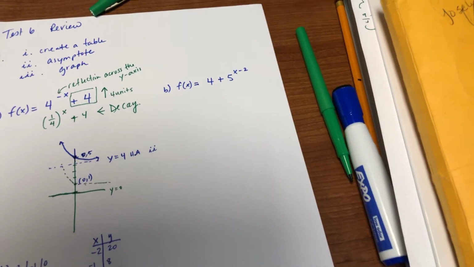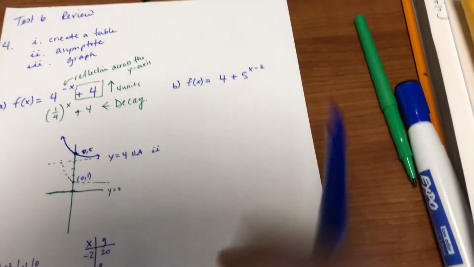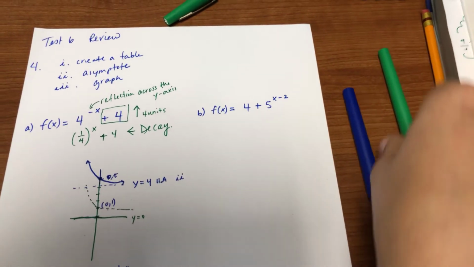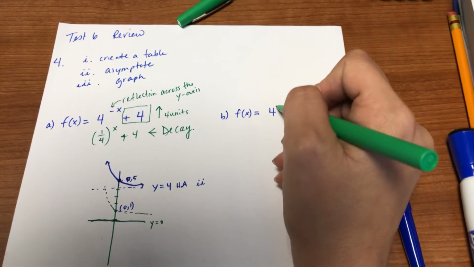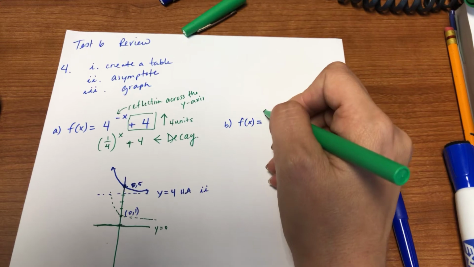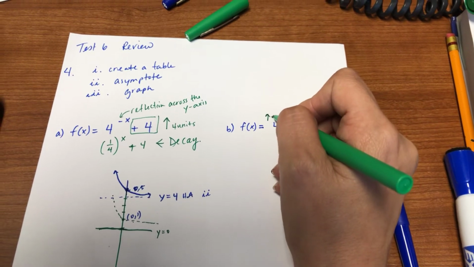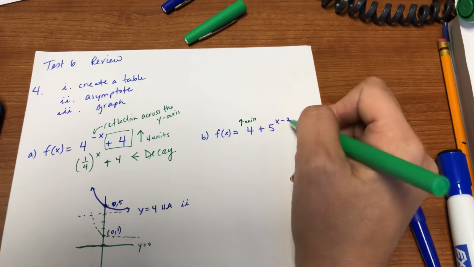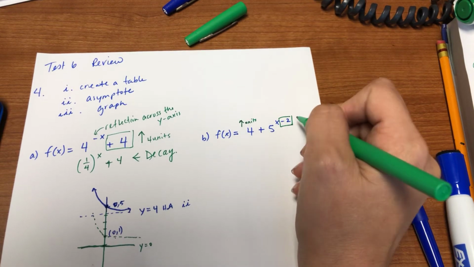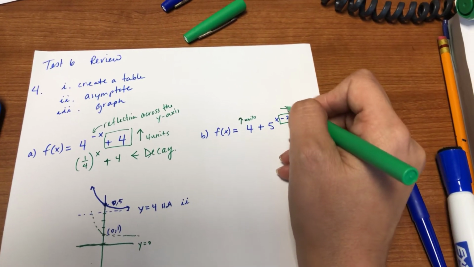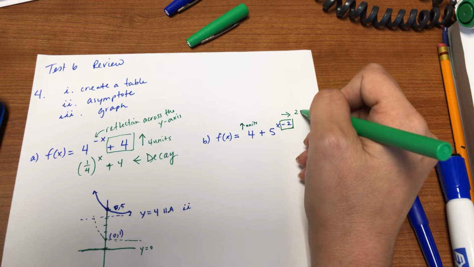Still exponential. How do I know it's exponential? My variable is trapped in the exponent. Let's talk about transformations here. This 4 is on the outside, so again, we're going to get that going up 4 units. This 2 is considered on the inside, and it's going to make it go opposite of what you would think, so it's going to go to the positive realm 2 units.